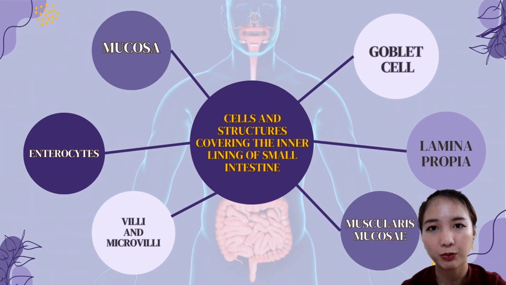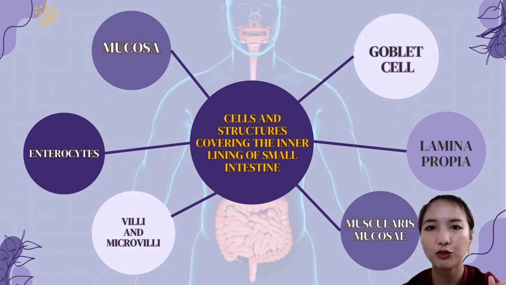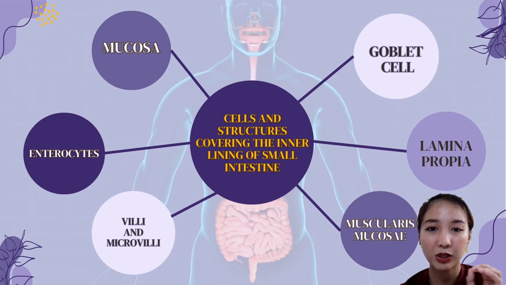The small intestine is the primary site of nutrient absorption. Thus, the inner lining of the small intestine is covered with a specialized layer of cells and structures that facilitate its function in digestion and nutrient absorption. The innermost layer of the small intestine is called the mucosa, which is responsible for the majority of the absorption. Enterocytes are the most predominant absorptive cells inside the mucosa. They have microvilli on their apical surface, which form a brush border.